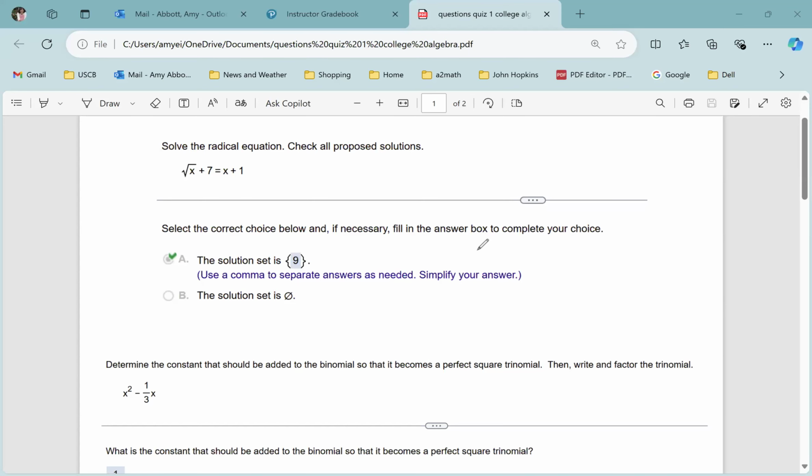Good morning. We had a few questions on quiz number one that I need to look over here. All right, so the first question right here, we'll call it number one. It says solve the radical equation, check all proposed solutions.